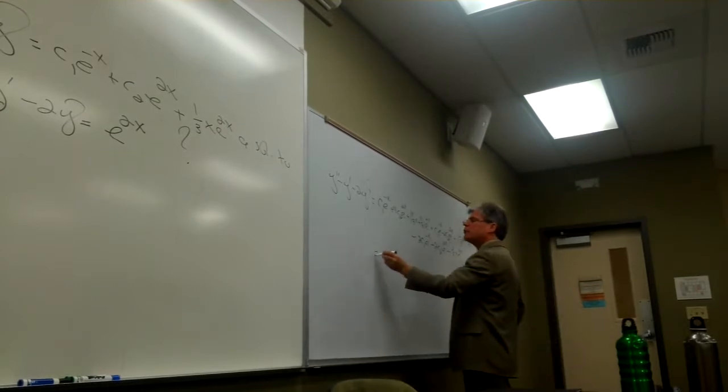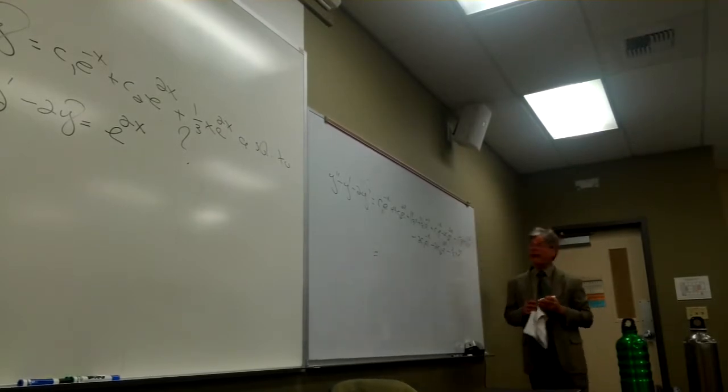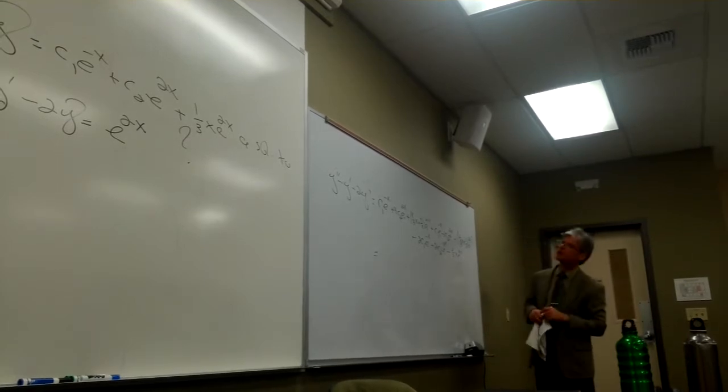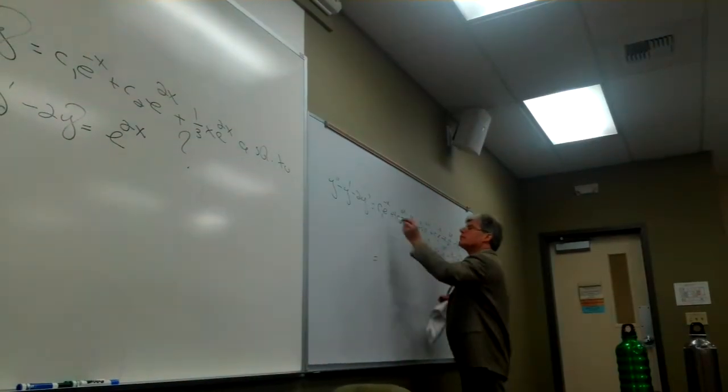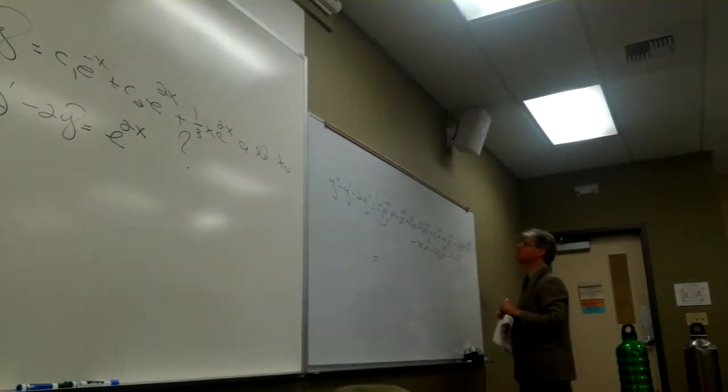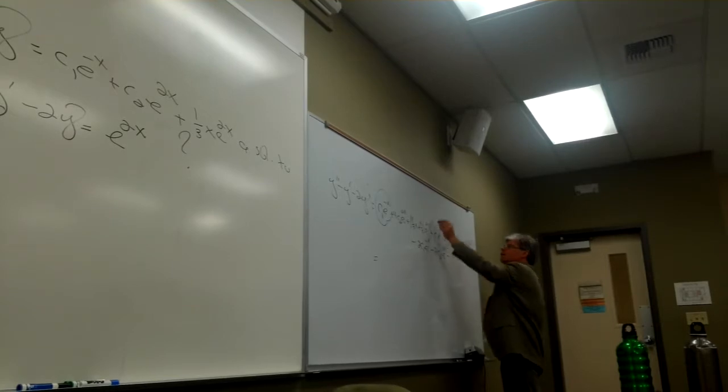And in removing parentheses and collecting like terms, let's deal with e^(-x) first. Here is one of them. Here is two of them. Oh, minus 2, they're gone.